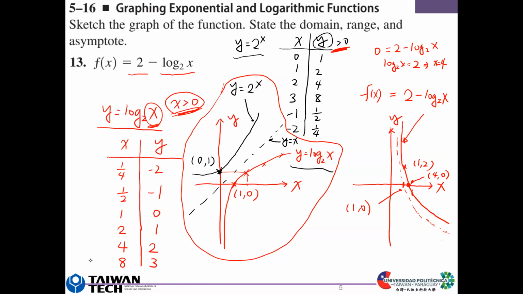Okay, and then state the domain, range, and asymptote. So in this case, the domain is x larger than 0, right? Because apparently x equals 0 is an asymptote. So domain, I write it here, domain is x larger than 0. And its range, the range of y would be all the real numbers. And the asymptote is the y-axis, which is x equals 0.